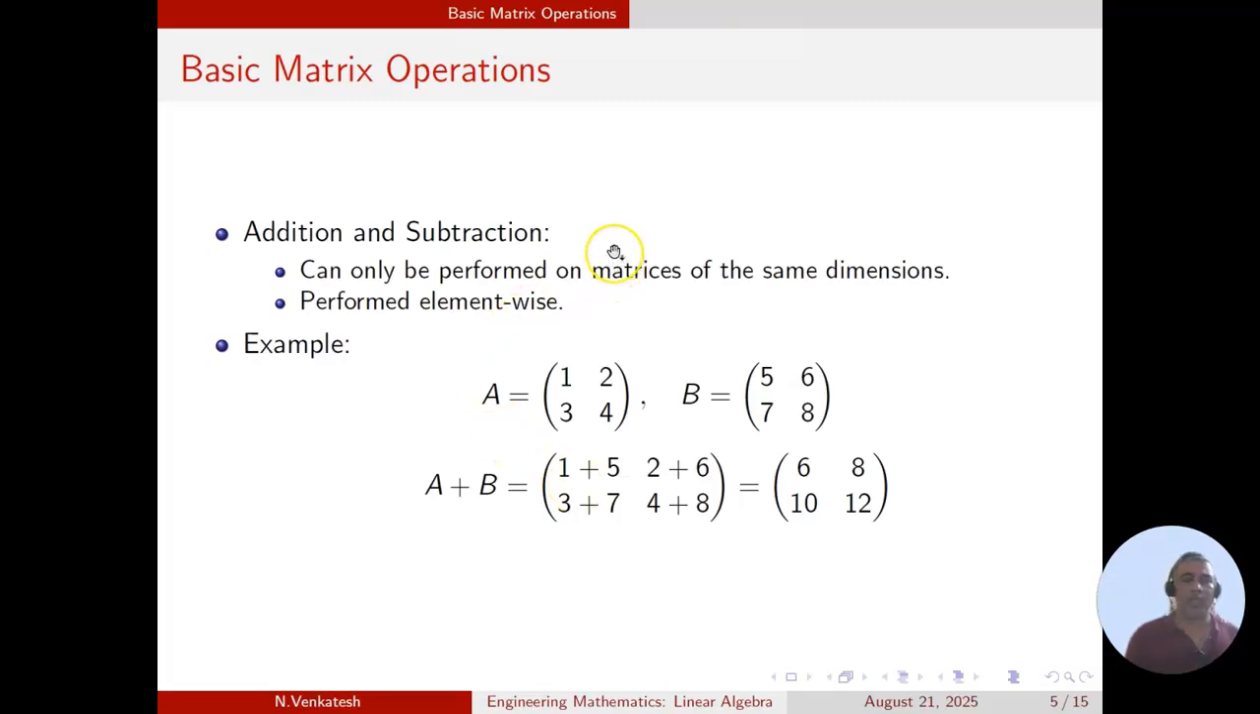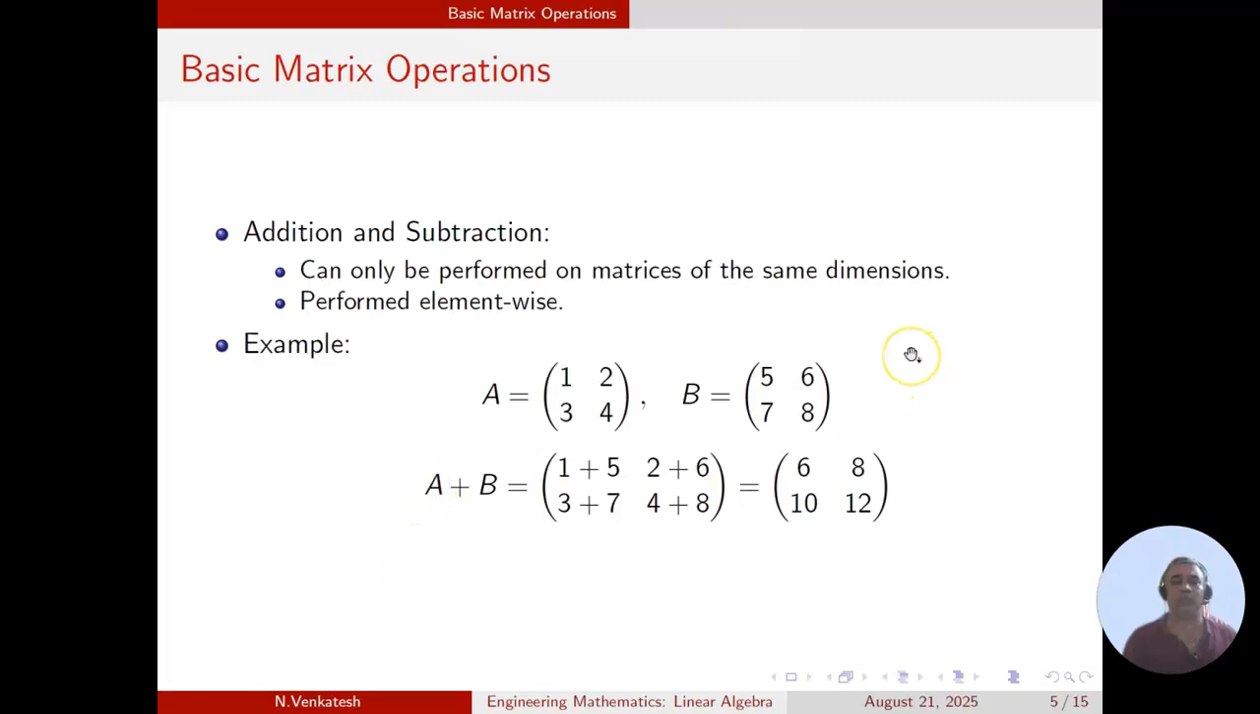And what are the basic operations on matrices? Addition and subtraction. Addition and subtraction can only be performed if the matrices are of the same dimensions or the same size. Simply, you perform an element-wise operation. If you want to add two matrices, simply do element-wise addition. Like here you have two matrices, A: 1 2 3 4 and B: 5 6 7 8. Then 1 plus 5, 2 plus 6, 3 plus 7, 4 plus 8 gives you the addition of the two matrices, that is A plus B.